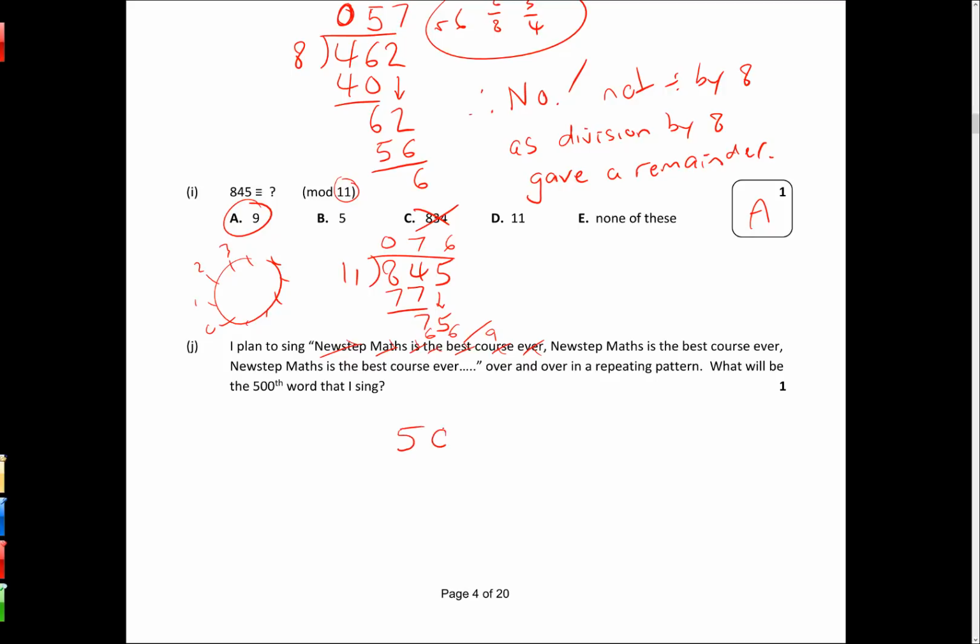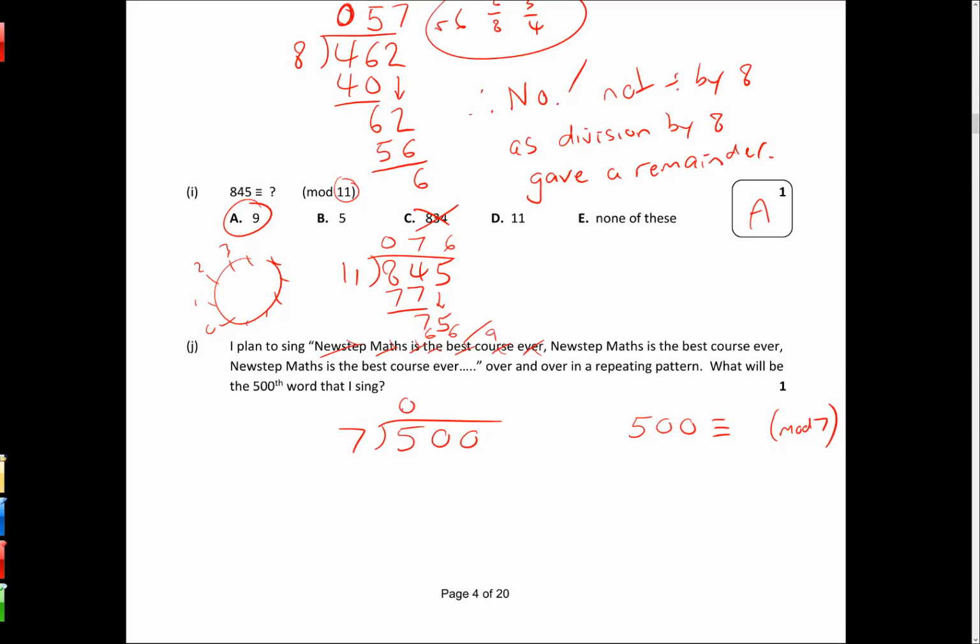500 divided by, in the mod system we're talking about, there's 7 bits in it. So really what I'm asking myself is, 500 moves is equivalent to what in mod 7? That's why it's similar to the last one.